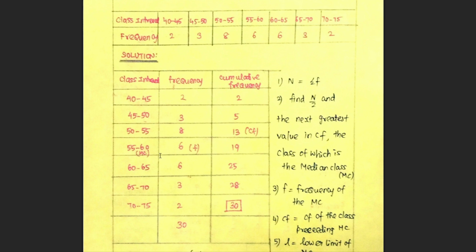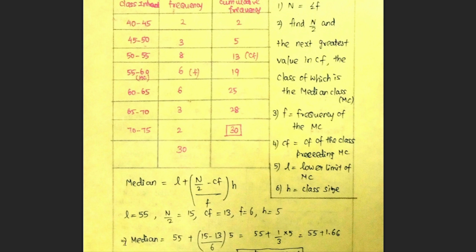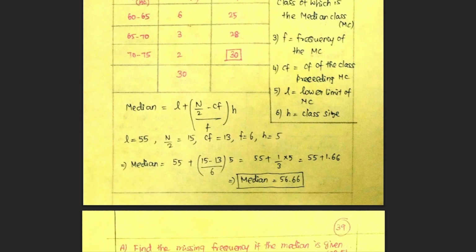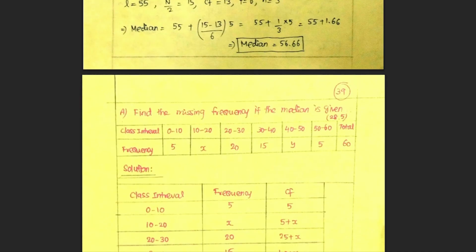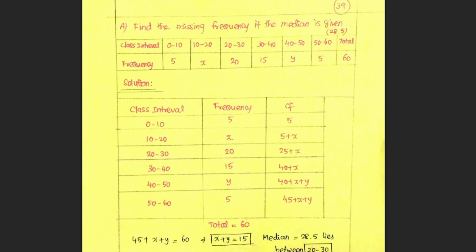For the CF value, you have to take the corresponding CF of the class preceding your median class. So 55 to 60 is your median class. Preceding this is 50 to 55, that corresponding CF you have to take. So CF is 13. I have written the steps here, and then apply it in this formula. So you get the final answer, which is 56.66. So that's the answer.